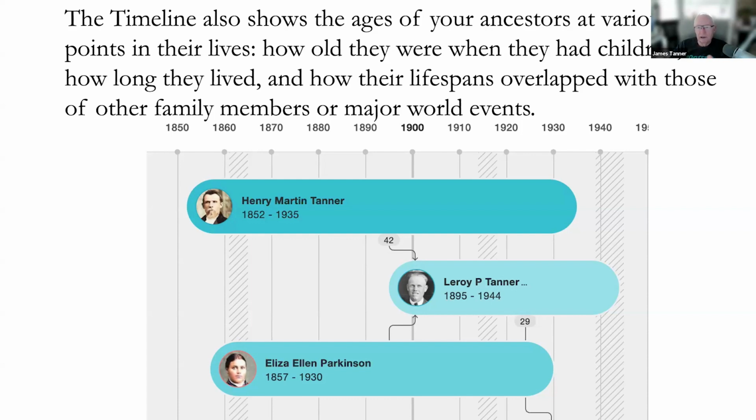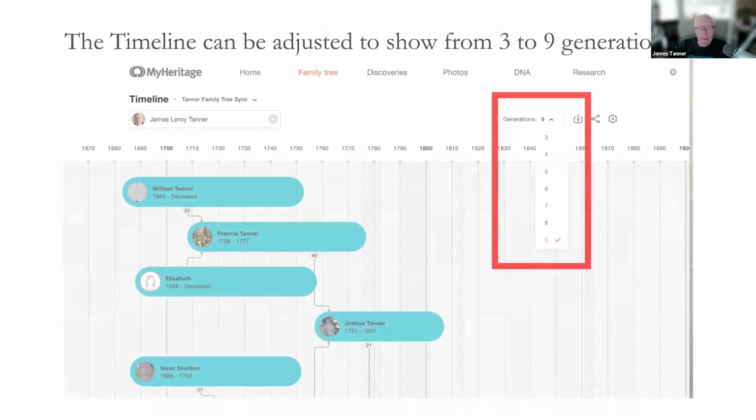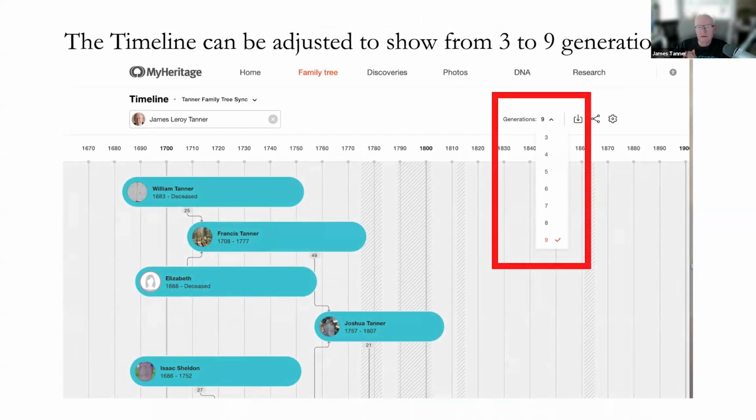They also show their relative lifespans and where they overlapped with other family members or with major world events. In this case, the timeline can also be adjusted to show from 3 to 9 generations. So if you want a lot of information, and you have a lot of information in your family tree, then you can see this all over. You can do a lot of discovering here.